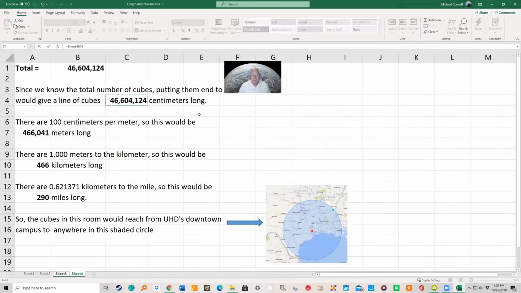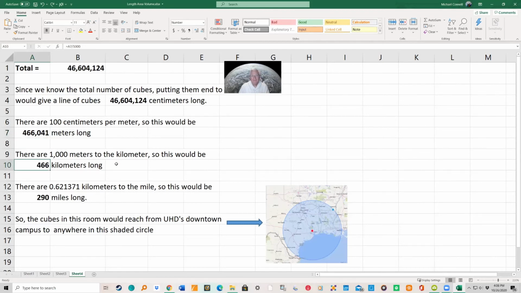Let's make it a little more manageable so we can visualize it a little bit. Because a centimeter is 1/100th of a meter, if I take this total number and divide it by 100, I'll get the number of meters. And so now it's starting to get a little more reasonable, isn't it? I can then take this number, since there's 1,000 meters to the kilometer, divide that by 1,000 to get the number of kilometers.